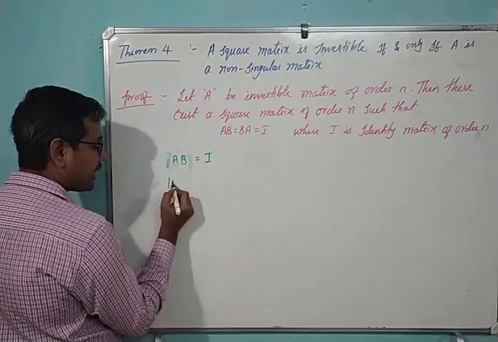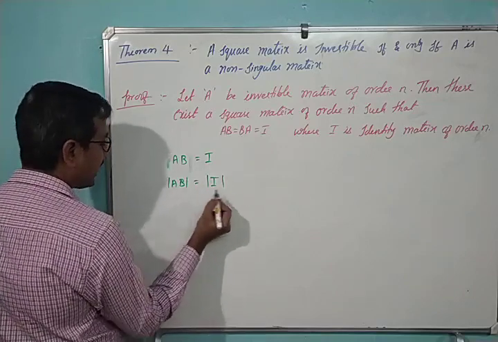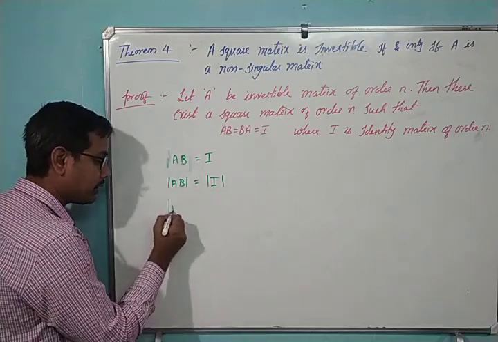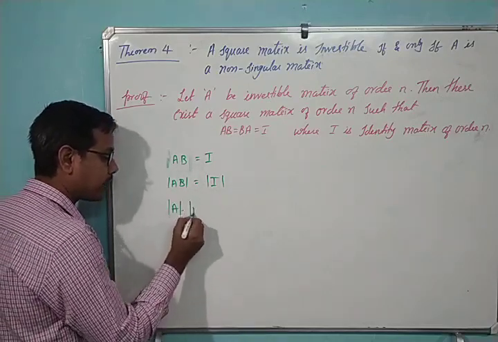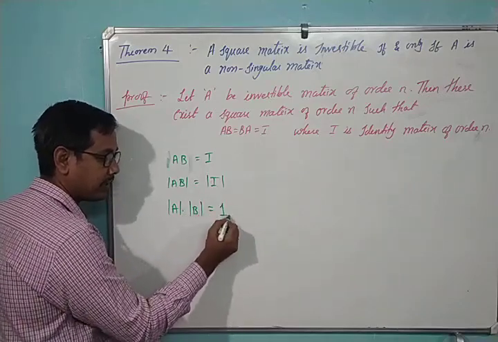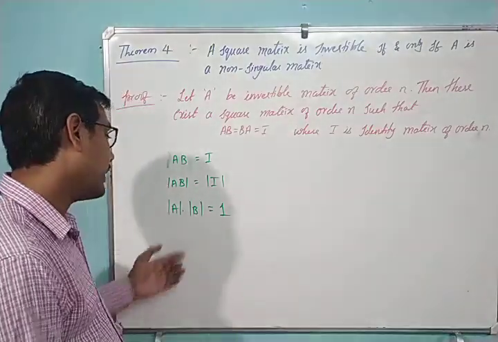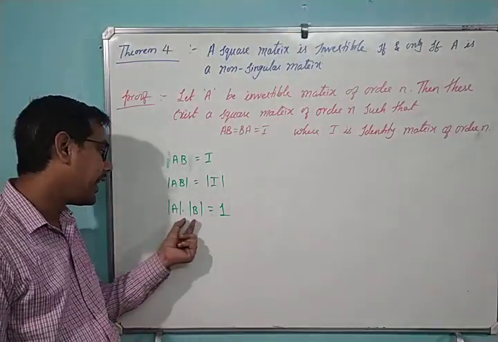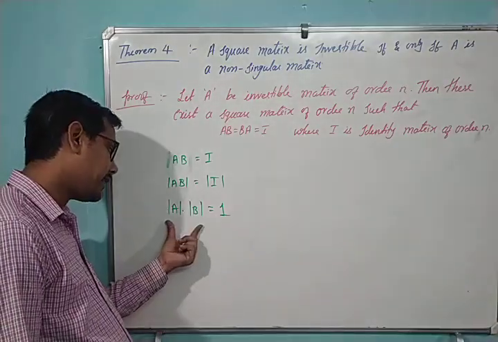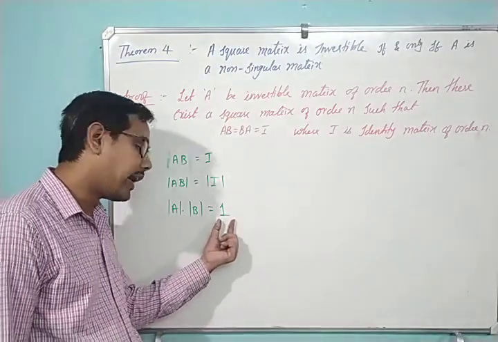So if I apply determinant, determinant of A into B will be equal to determinant of I, right? So what is determinant of A into B? That is determinant of A into determinant of B. And what is the value of determinant I? That will be 1. Now you see here, determinant A into determinant B is equal to 1, right? So this is the LHS, a product of two terms, and what is the value in the RHS?